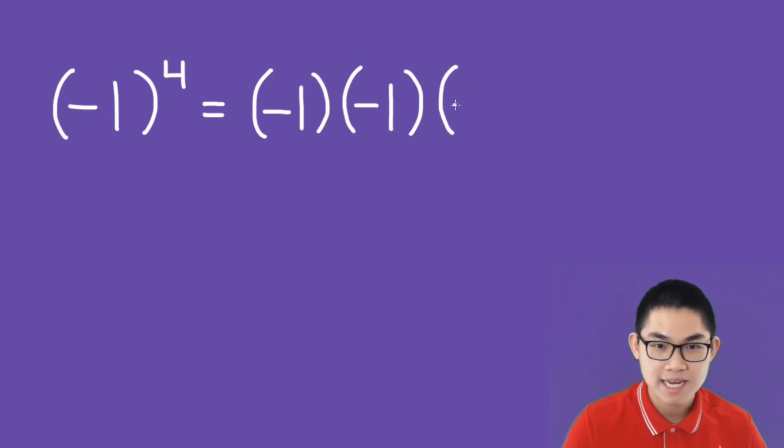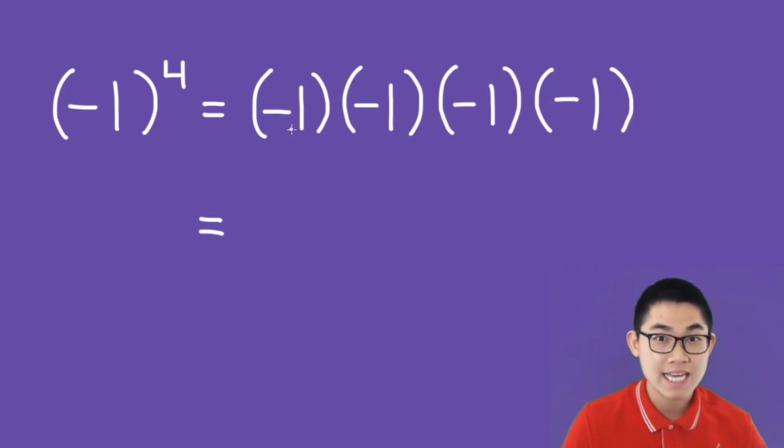Negative 1 to the power of 4 in brackets. So this is equal to negative 1 times negative 1 times negative 1 times negative 1. There is an even number of negative signs, so the answer will be positive, and it's just 1 times 1, the answer will also be 1.